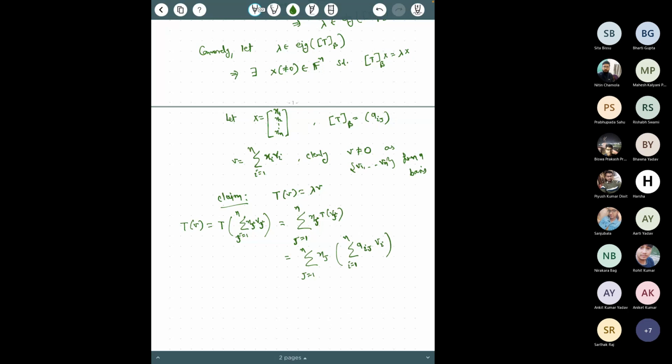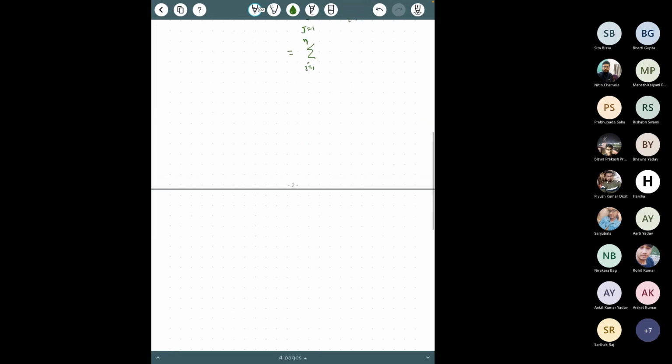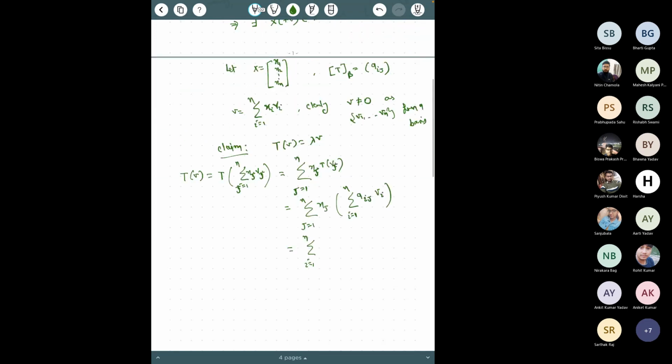Because we have a matrix of T, I am using these entries and I can write T of vj in this way. Now you can interchange the summation and nothing would change. So I will take the summation with index i outside. It would be the sum over i equal to 1 to n of the sum over j equal to 1 to n of aij xj times vi.